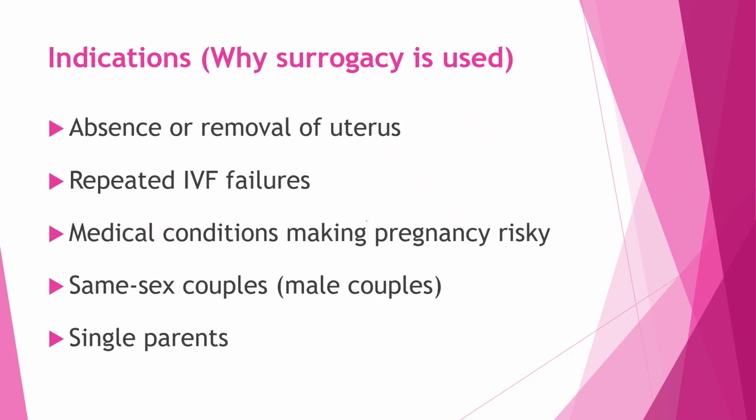Surrogacy is usually chosen when a person or couple is unable to carry a pregnancy on their own. This can happen if the woman does not have a uterus or has had it removed, making pregnancy impossible. It is also considered when there have been repeated IVF failures, where embryos are formed but pregnancy does not occur. In some cases, a woman may have medical conditions like severe heart disease or other health problems, where pregnancy could be risky or life-threatening. Surrogacy is also an option for male same-sex couples who want to have a child, as well as for single individuals who wish to become parents.